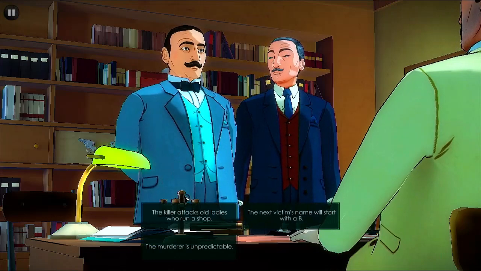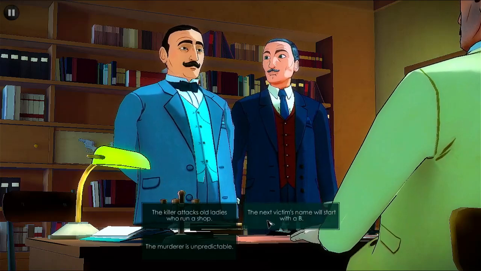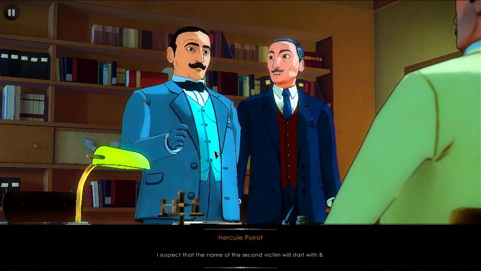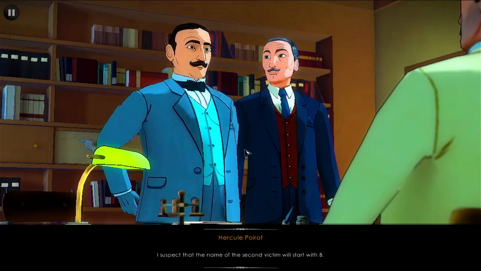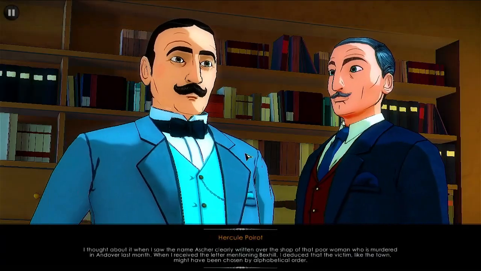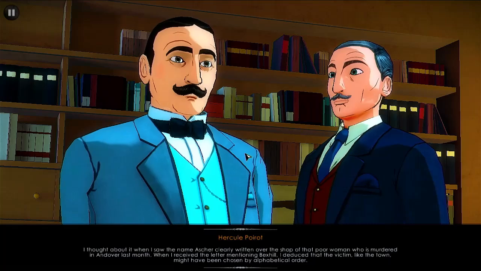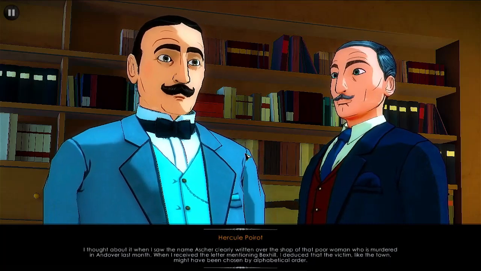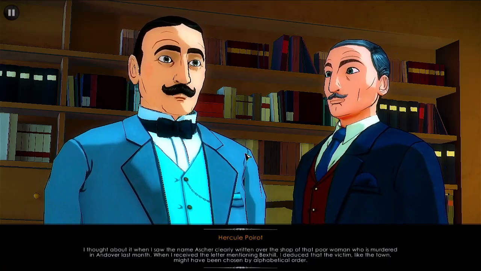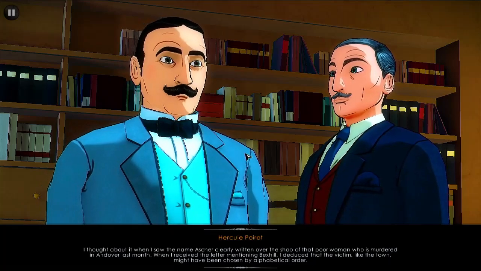The killer attacks old ladies who run a shop. The next victim's name will start with a B. The murder is unpredictable. We can pretty much confidently say that. I suspect that the name of the second victim will start with B. What on earth makes you think that? Is it a surname or just the first name? I thought about it when I saw the name Asher clearly written over the shop door of the unfortunate woman who was murdered in Andover last month. When I received the letter mentioning Bexhill, I deduced that the victim, like the town, might have been chosen by alphabetical order.